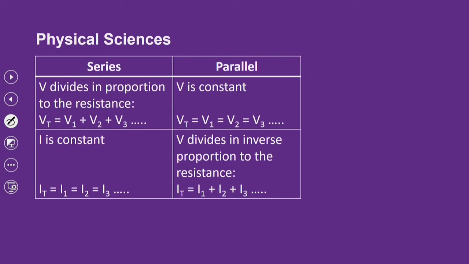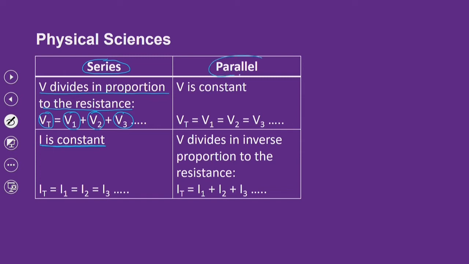What is the theory we need to understand? Let's just focus on one. Let's look at series. Remember, there's only one pathway that the current can flow. It's very important to remember that potential difference is divided in proportion to the resistance. So if potential difference is divided for each of my resistors, it means I can calculate the total potential difference as potential difference 1 plus 2 plus the potential difference of the third resistor. And then this is also important: the current remains constant in a series circuit.